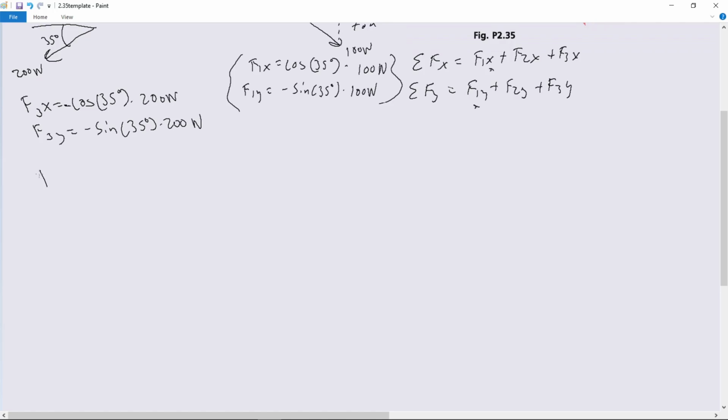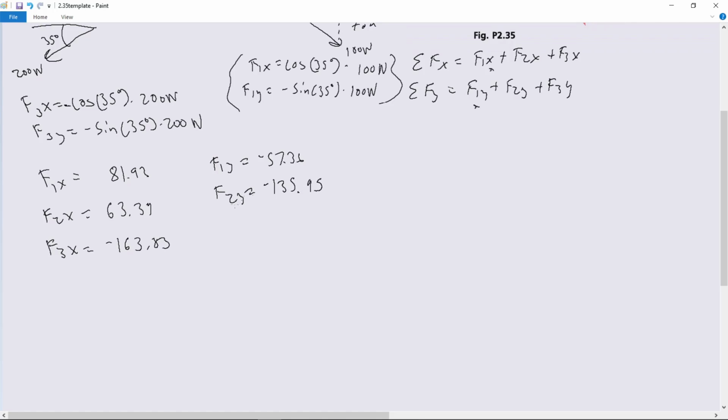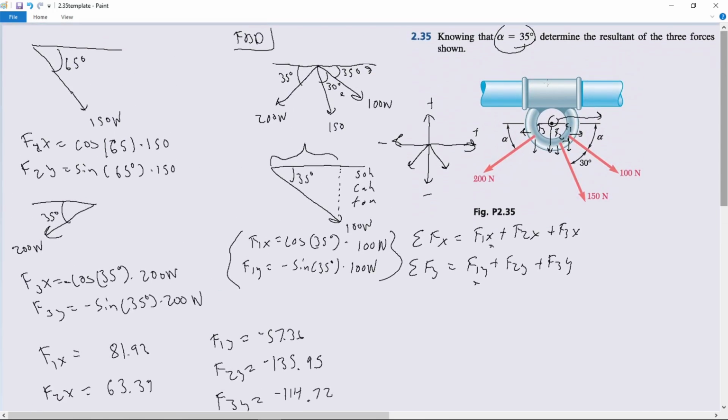So I've written this down already, where F1x equals 81.92. F2x equals 63.39. F3x equals negative 163.83. And F1y equals negative 57.36. F2y equals negative 135.95. F3y equals negative 114.72. And so the total sum in the x direction is equal to negative 18.52, and the total sum in the y direction is equal to negative 308.03. And if we look back, these are the components, but what we need to find is the resultant.